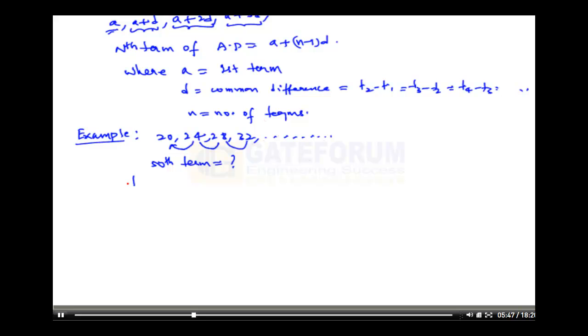What is the formula? Tn is equal to a plus (n minus 1) into d. We want T50, meaning n equals 50. A is equal to 20. Then 50 minus 1 into d, where d is 24 minus 20, that is 4. That is equal to 20 plus 49 into 4. On simplification, you will get 216. Therefore, 216 is the 50th term in the given AP.